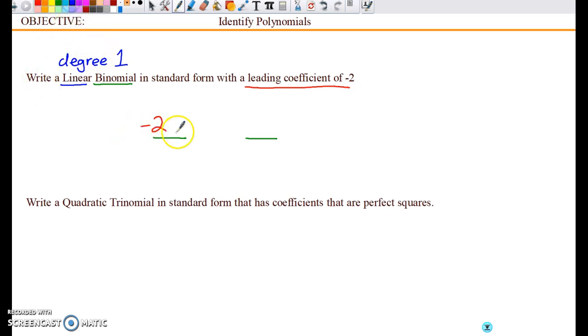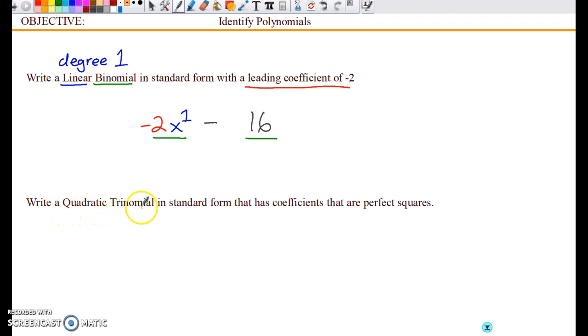So that means the first term has to have -2 in the front. So degree 1 means I have to have x to the first in there. And the last number can be basically whatever you want. It doesn't have to be anything. I'll put -16, but it could be anything. The thing I care about the most is that there's two items, that -2's in the front, and you have x to the first power, which is degree 1. Let's go to the next example.